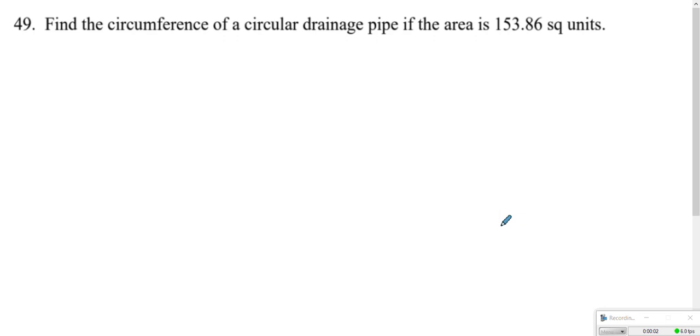GeoCon Unit 1, problem number 49, says find the circumference of a circular drainage pipe if the area, so again we're talking about circles, so the formula for area is pi times the radius squared. The formula for circumference is 2 times pi times the radius.